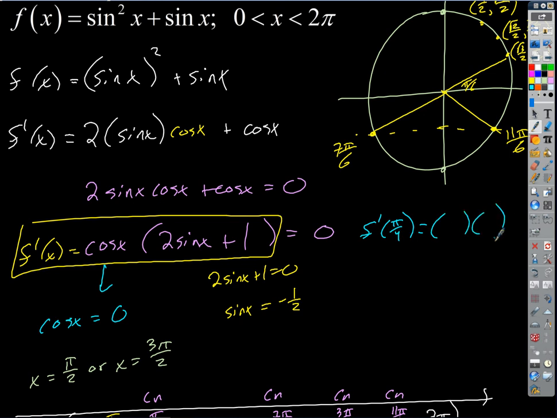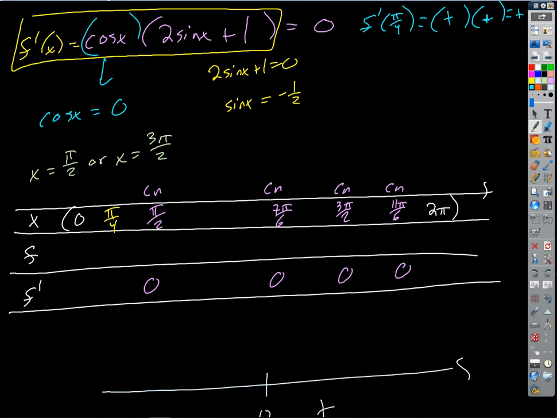Is the cosine of pi fourths positive or negative? Positive. Yeah, it's in quadrant 1, isn't it? Right? So that's positive. The sine of pi fourths is what? Positive square root of 2 over 2 or something, right? Don't even really care though, because I get 2 times some number plus 1. What's the sign of that factor going to be? Positive. So the point is, positive times positive is positive. All I need to know is that that's a positive derivative there, right?